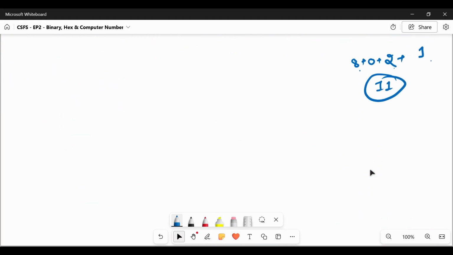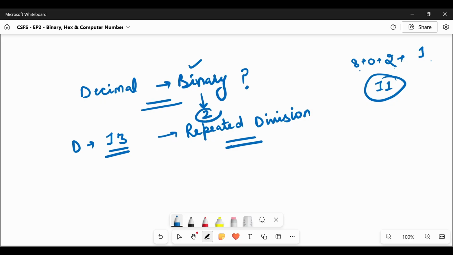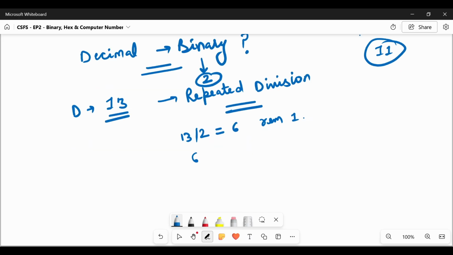Let me give you a quick idea of how to convert these values. Any value written in decimal needs to be converted into binary. How can you do it? Say 13 is the decimal number, and you need to convert it into binary. We use the repeated division method. We know the base of binary is 2, so we keep on dividing by 2. For example, 6 divided by 2, the value is 3, remainder is 0.